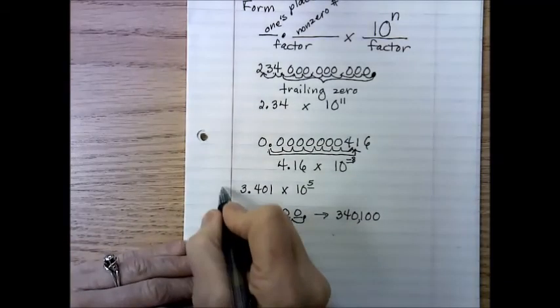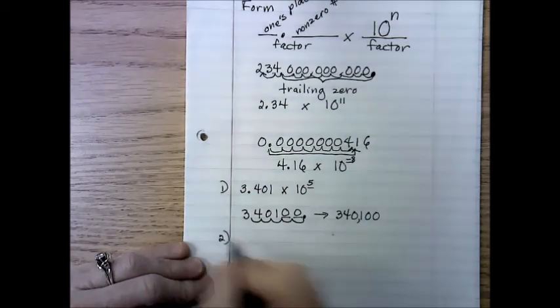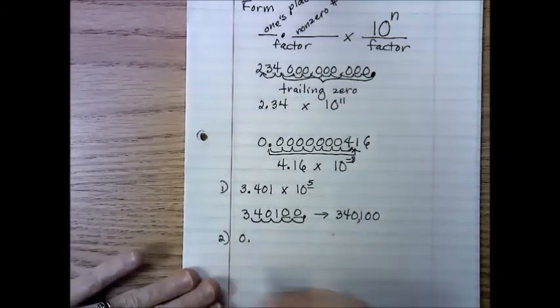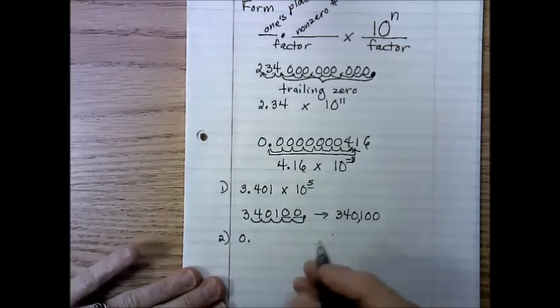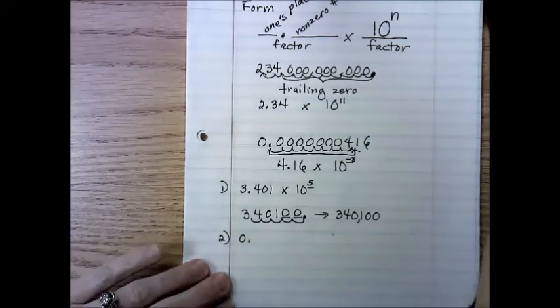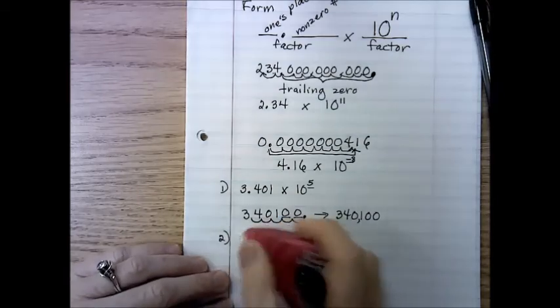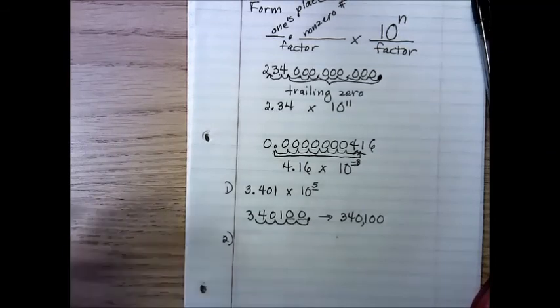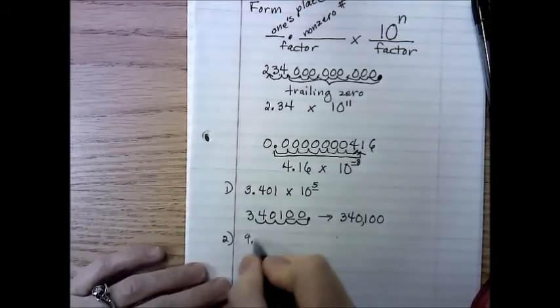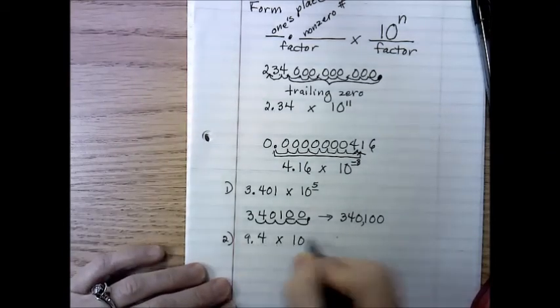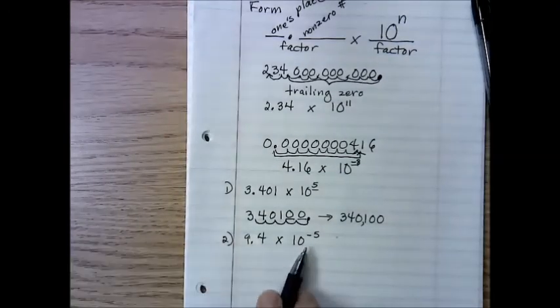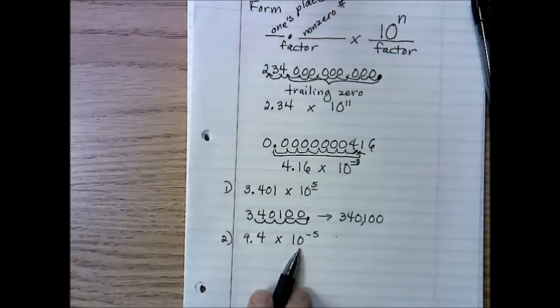Let's do problem number 2. We're going to change that to a 9.4 times 10 to the negative 5th. And 10 to the negative fifth is 1 over 100,000, a very small number.